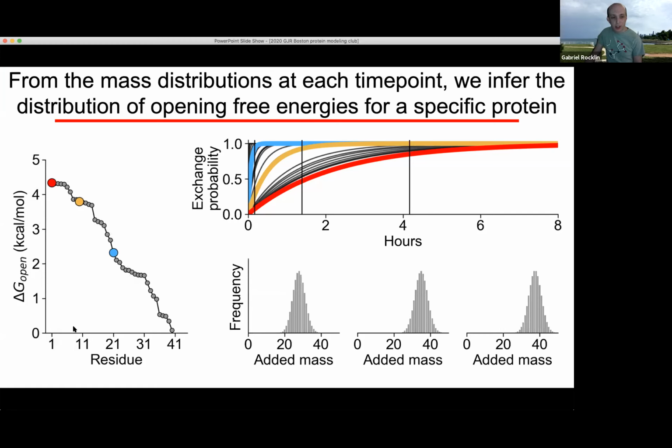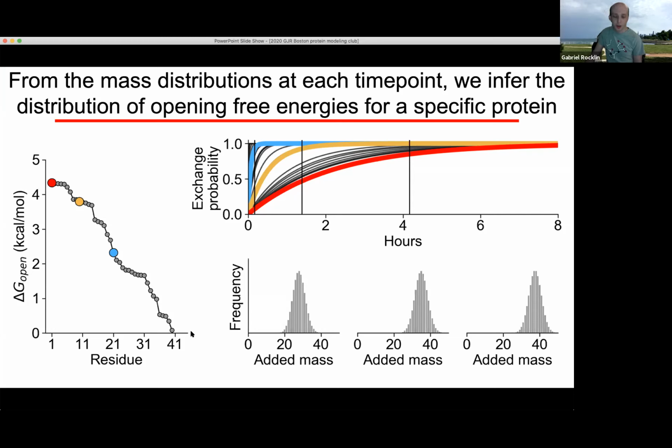So here I'm showing you the residues in this protein, but they're not ordered from the N terminus to the C terminus. So residue 1 is not the N terminus. This is just the residues ranked from most stable to least stable, where the most stable residue in this protein opens with an opening energy of a little higher than 4 kcal per mole. And there are about 5 or 6 residues that are like that. And then there's another set of residues that are around 3.5, and then so on. And you can see what the opening energies are for the complete distribution of residues in this protein.